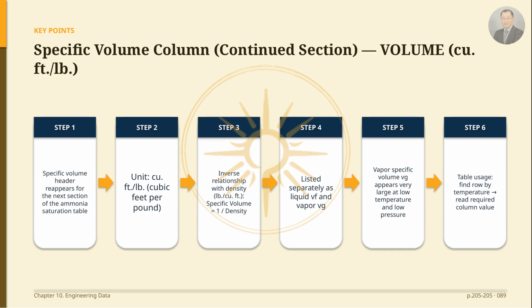When using this property table, first find the corresponding row by Fahrenheit temperature and then read the value from the required column among pressure, enthalpy, entropy, density, and specific volume.